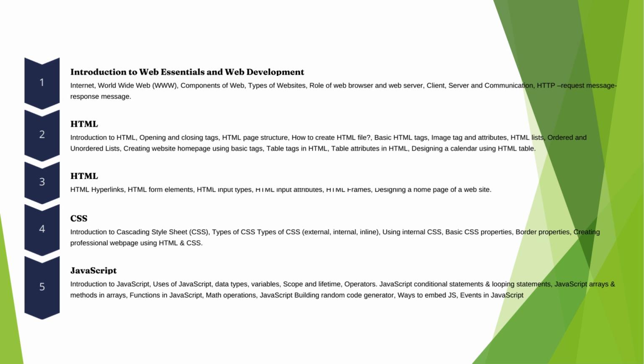Basic HTML tags, image tag and attributes, HTML lists, ordered and unordered lists, creating a website homepage using basic tags, table tags in HTML, table attributes in HTML, designing a calendar using HTML table, HTML hyperlinks, HTML form elements, HTML input types, HTML input attributes, HTML frames, designing a homepage of a website. CSS: introduction to Cascading Style Sheets, types of CSS, using selectors, basic CSS properties, border properties, creating a professional web page using HTML and CSS.